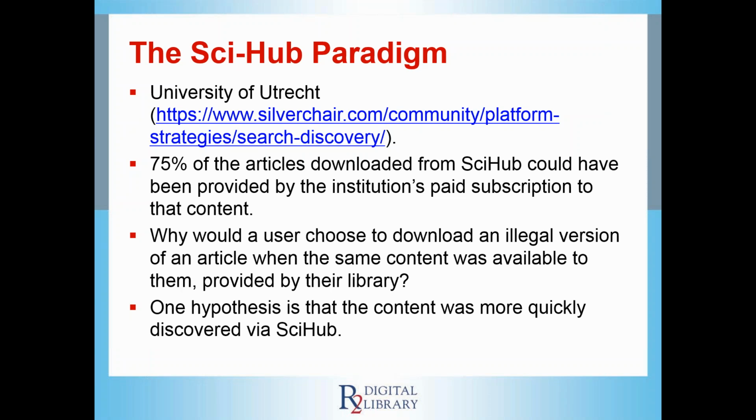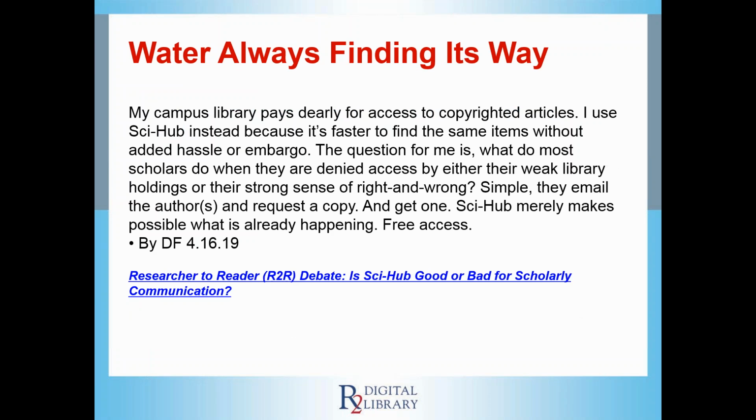So then that begs the question, why would a user choose to download an illegal version of an article when the same content was available to them provided by their library? You know, what is really driving this? And one hypothesis is that the content was more quickly and easily discoverable on Sci-Hub.